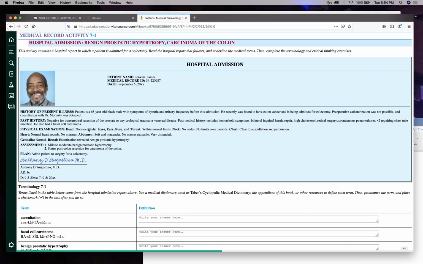Physical examination was performed, normal cephalic. That means there was nothing wrong with his skull. EENT is within normal limits. Neck, no nodules, no bruit over carotids. Another word they will use for neck is supple, because I want to feel around his neck area and see if there's any stiffness, so it should be soft.